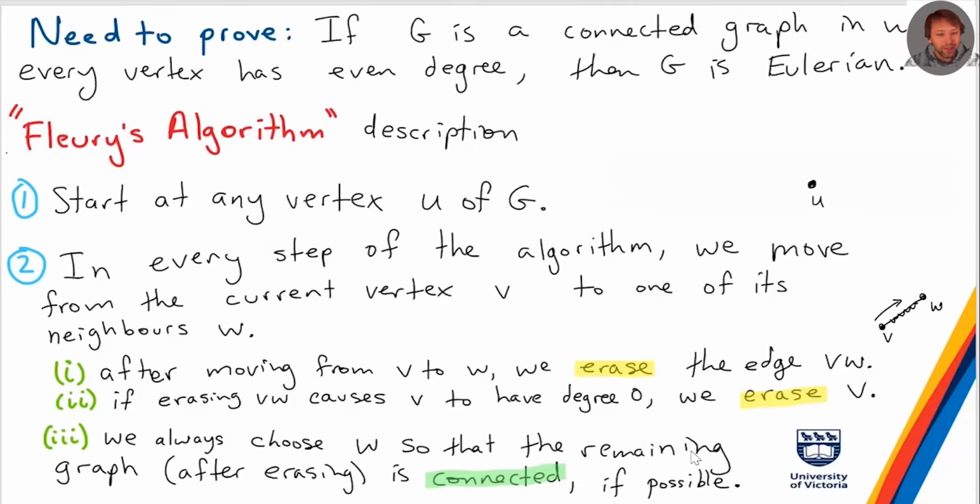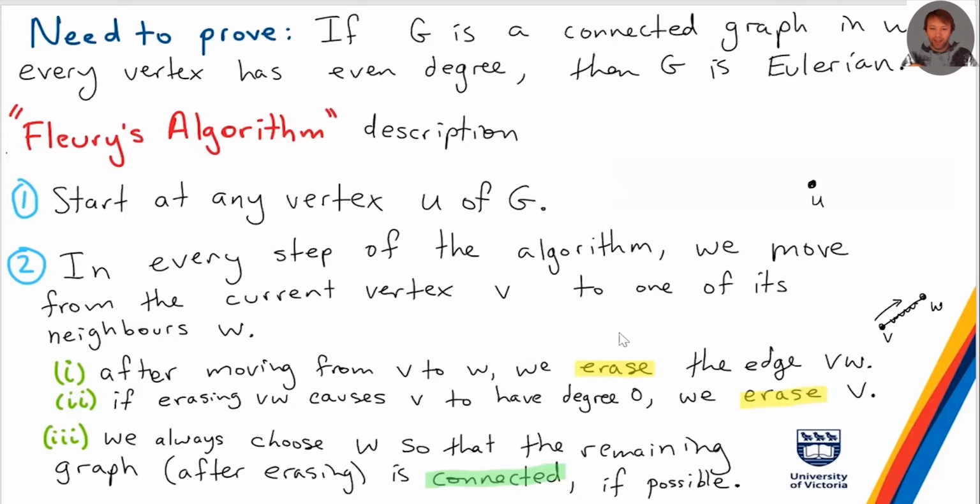We don't choose the neighbor W arbitrarily. We choose it in a smart way. We always choose W in such a way that the graph we get after erasing the edge, and possibly erasing V if it has degree zero, remains connected. If it's possible to do that, we always choose W so that it happens. This maybe is a weird way to describe the algorithm, but are there any questions? What's not clear is that there always exists a choice of W which keeps the graph connected, but we're going to prove later that this W always exists. That's going to be the important thing.